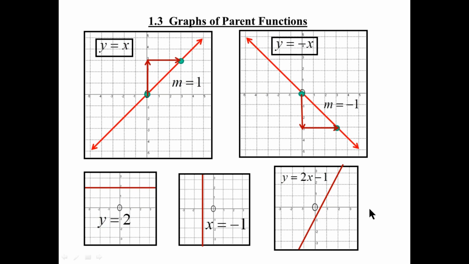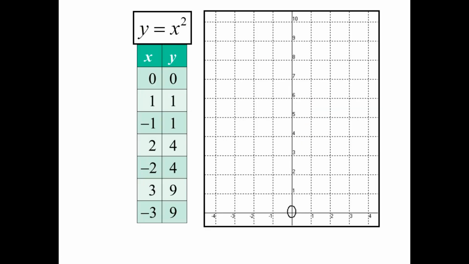A review of grade 9 lines. Let's take a look at some grade 10 graphs. y equals x squared. Okay, so we can choose anything for x as long as y is the square of that value, because y equals x squared. So 0 squared, 1 squared, negative 1 squared is 1, 2 squared is 4, and so on.